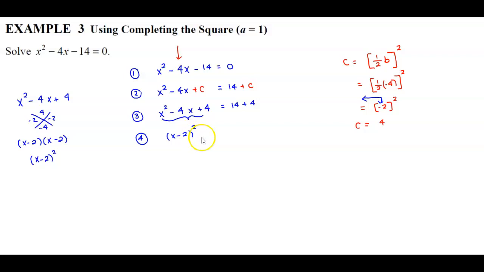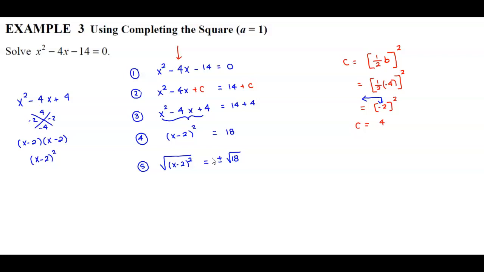So now we have it factored, which is why it's called completing the square, because now we created this perfect square. Now on the right side, we're going to write 14 plus 4, which is going to give us 18. Okay. Now step number 5, we're going to use the square root property. So we're going to take the square root of both sides. So we're going to take the square root of x minus 2 squared, and then that's going to equal plus or minus the square root of 18.